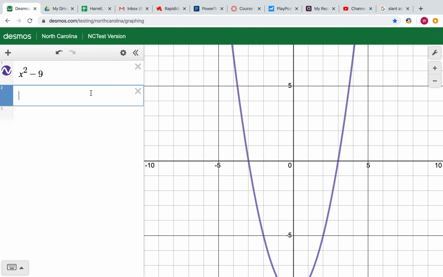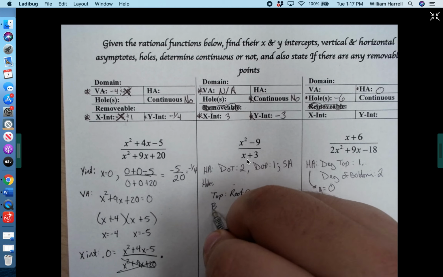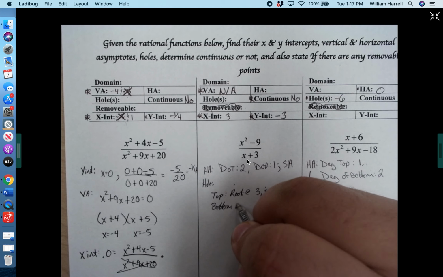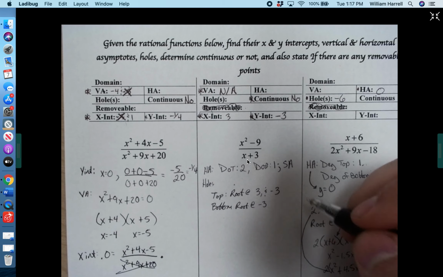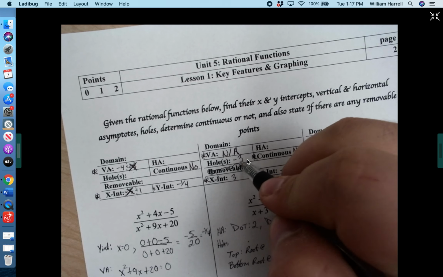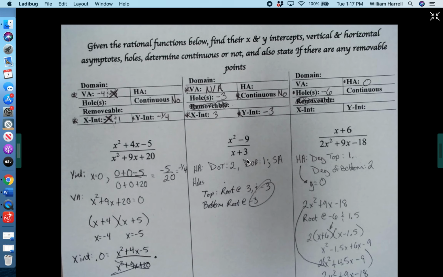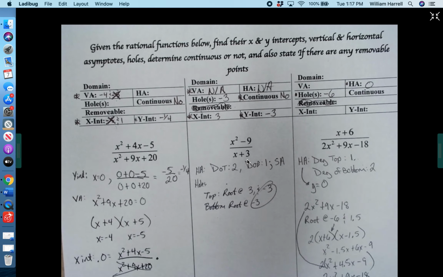Again, x plus 3. I also have a root at -3. And again, if they share common roots, that's where the hole is. Okay? Pretty simple. Horizontal asymptote does not exist.